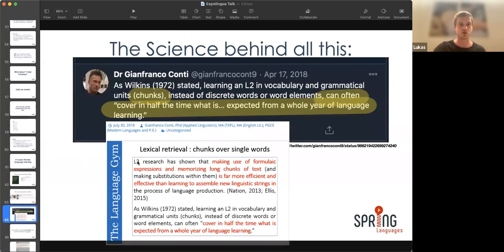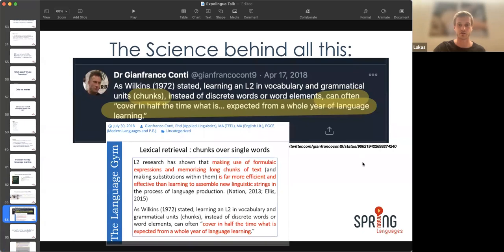Then there's Gianfranco Conti, who is also a linguist, again, for people here who are linguists. Linguists who are interested in this might want to follow him. He has some interesting stuff on Twitter. So he says, learning chunks instead of discrete words or word elements can often cover in half the time what is expected from a whole year of language learning. So you can expect to learn a language much, much quicker.